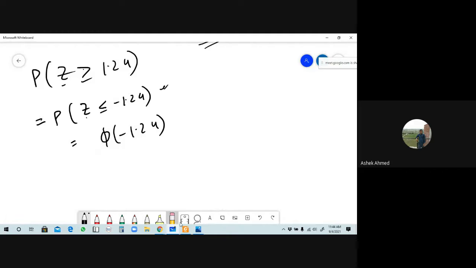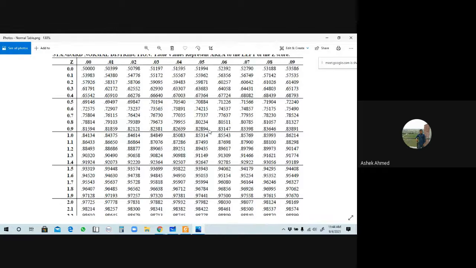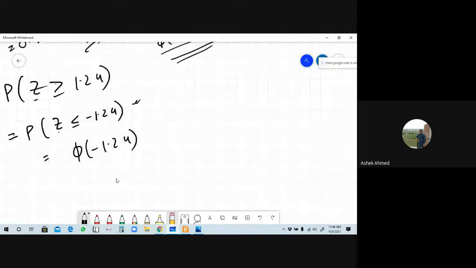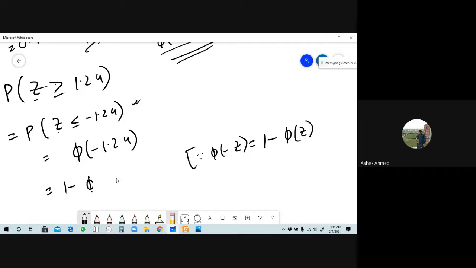The table we will provide represents the values of the positive z values, but here we have negative z values. Now, how can you convert from negative to positive? In that case you have to use the formula: phi of minus z equals 1 minus phi of z. Is it right? Yes, sir. So this will be 1 minus phi of what?